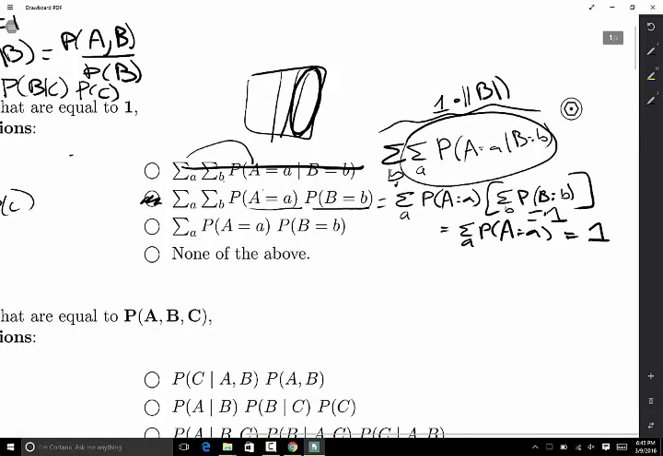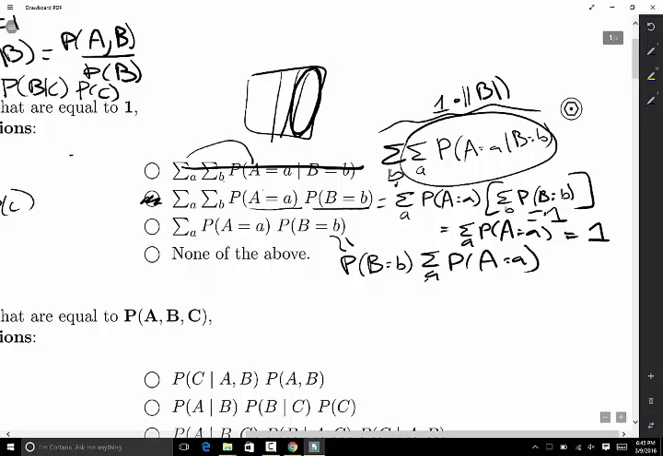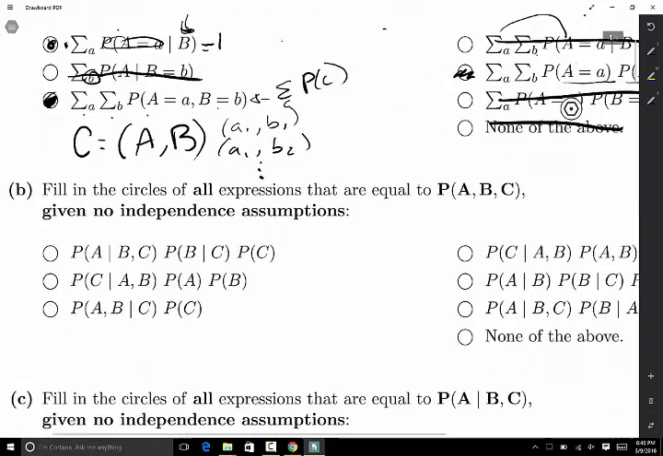I'm running out of space, but the next problem is only summing over a. So we can take the b out because it's not dependent on a. The probability of b equals b times the sum over a of p of big A equals little a. This is 1. So this is equal to p of b, which is not 1. And obviously it's not none of the above, since we have found some valid expressions.